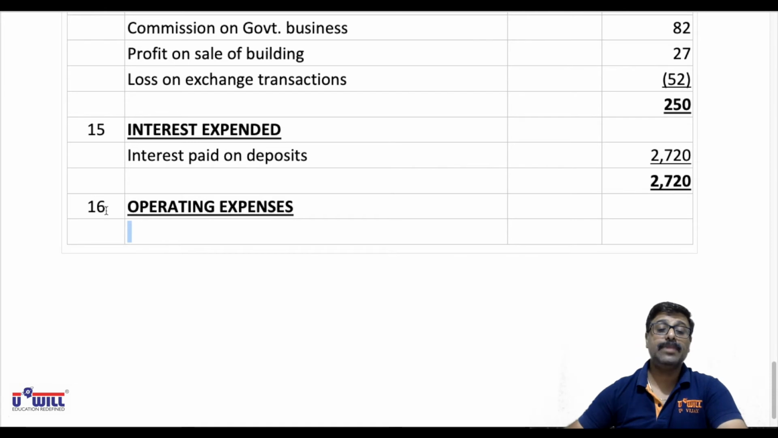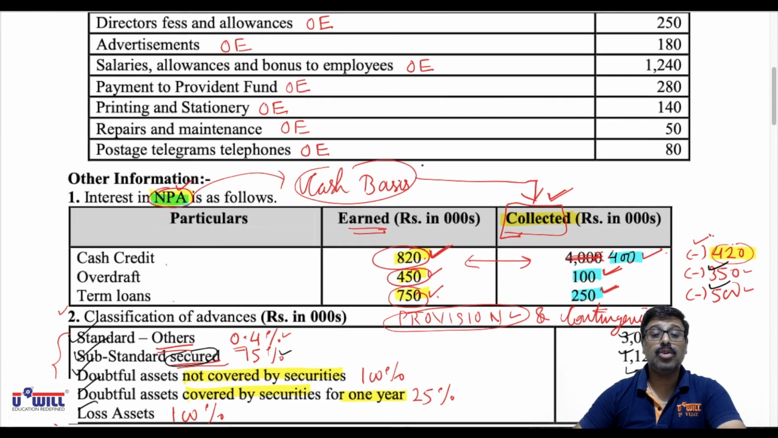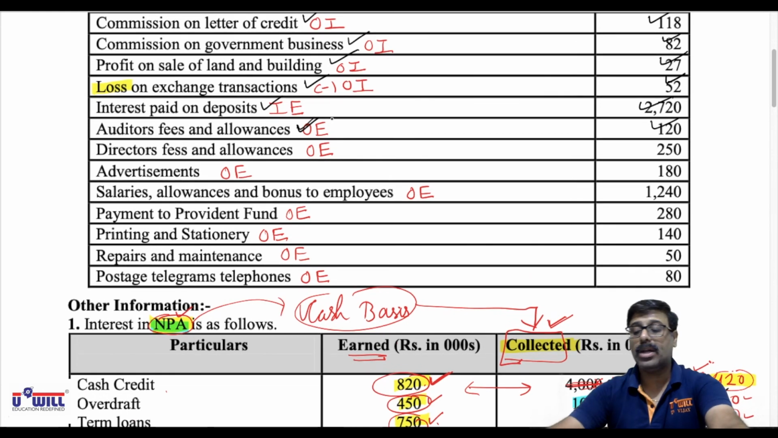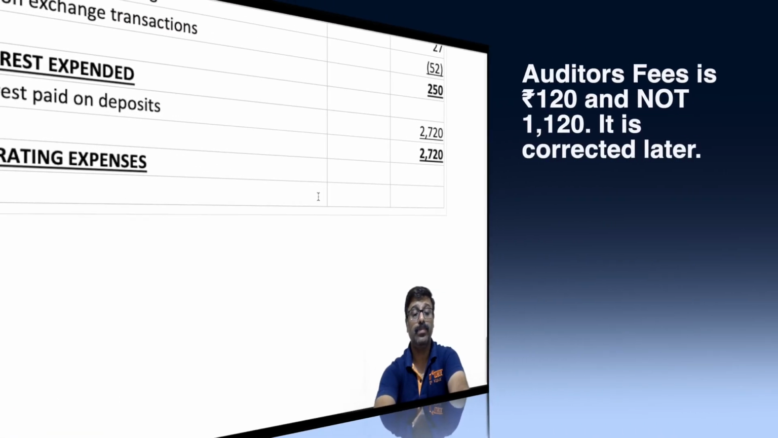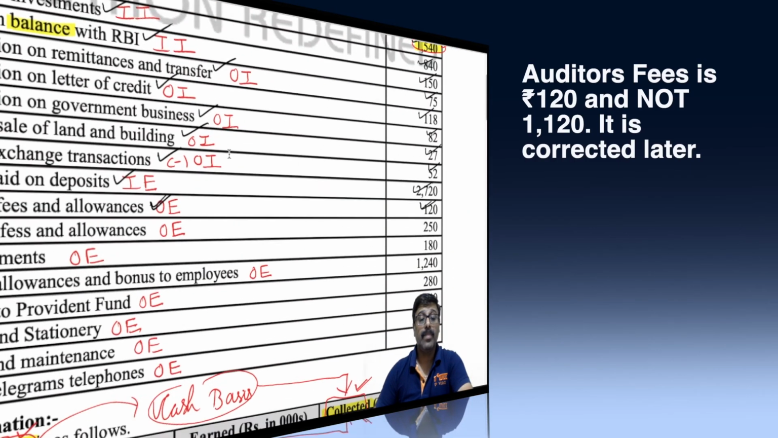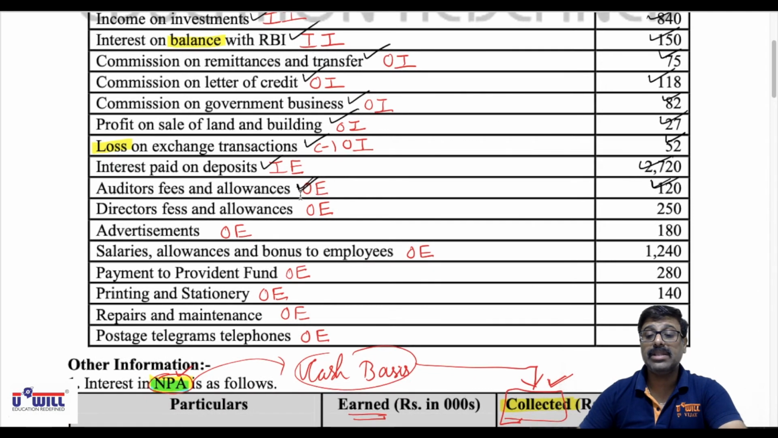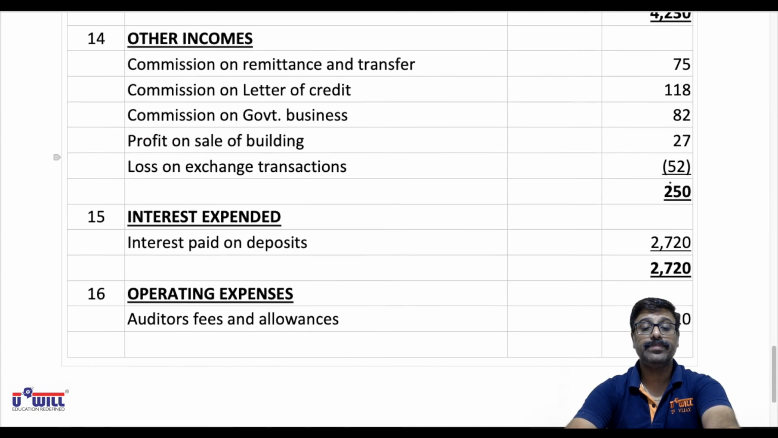Now within operating expenses, OE marked items. Very first, we have auditors fees and allowances, 1120. All of it, write down auditors fees and allowances 1120. Then after auditors fees and allowances, we have directors fees and allowances, 250. So all of it, directors fees and allowances 250.